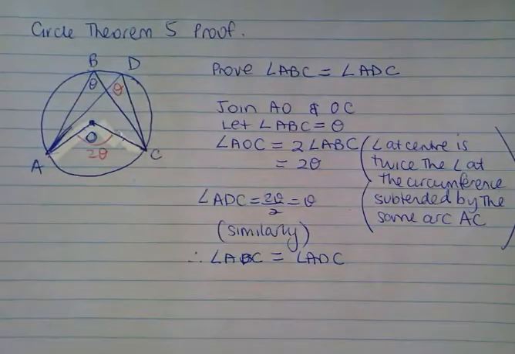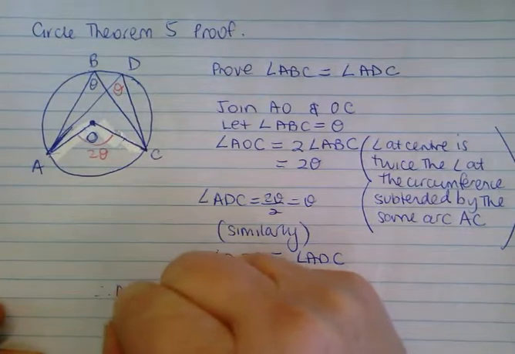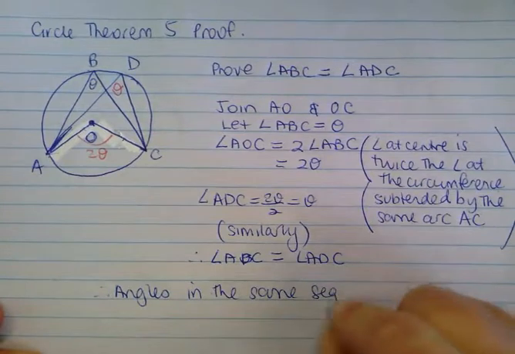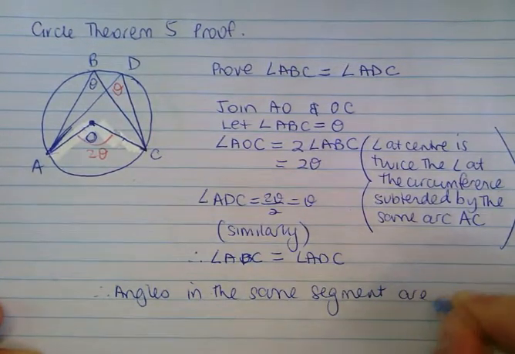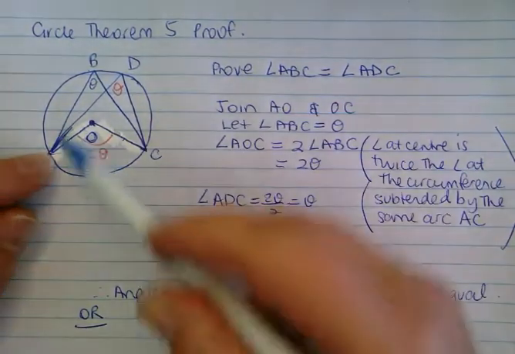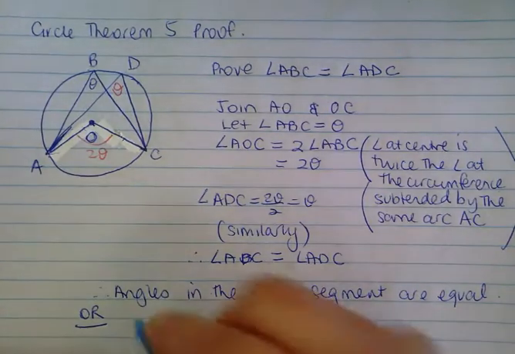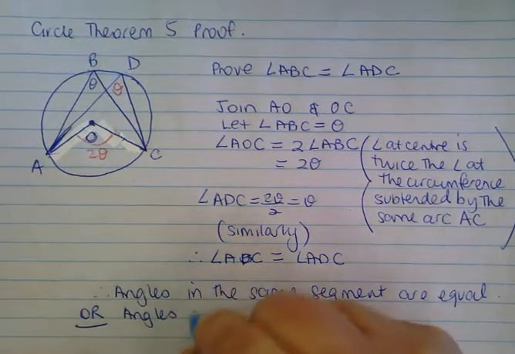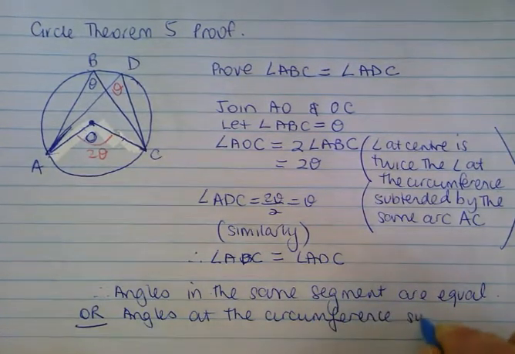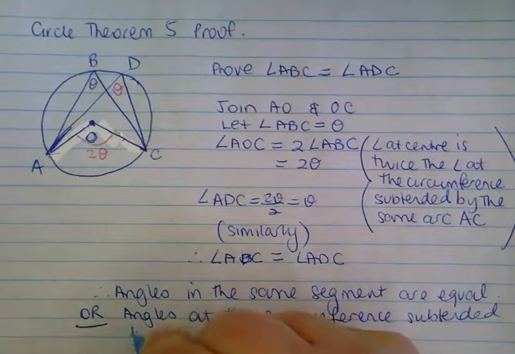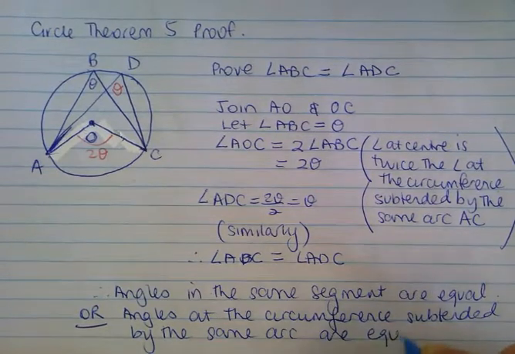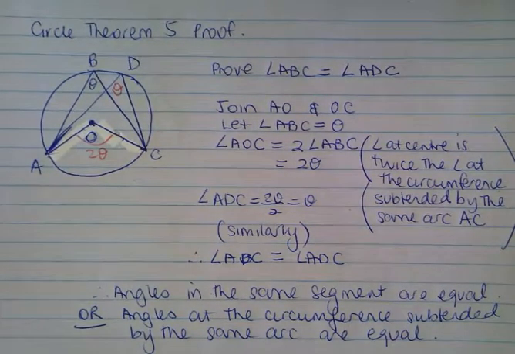So therefore we've proven that angles in the same segment are equal, or we've got that alternative wording: angles at the circumference subtended by the same arc are equal. This is actually describing what you see. So we've just proven circle theorem number 5.